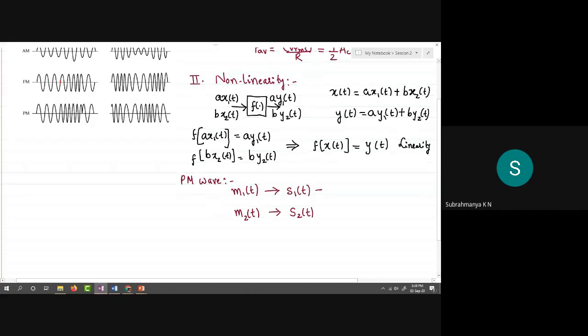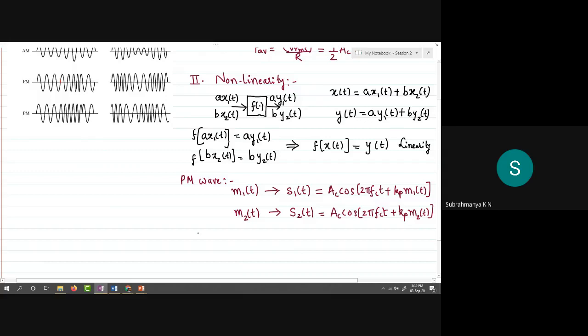How can you write S1 of t? We know mathematically it can be represented as Ac cos(2 pi fc t plus kp m1 of t), where kp is the phase sensitivity factor and m1 of t is the information bearing signal. We have written this equation already. Similarly, S2 of t can be written as Ac cos(2 pi fc t plus kp m2 of t). So these are the two modulated signals, and let us say there is a modulating wave m of t, which is a linear combination of these two signals.